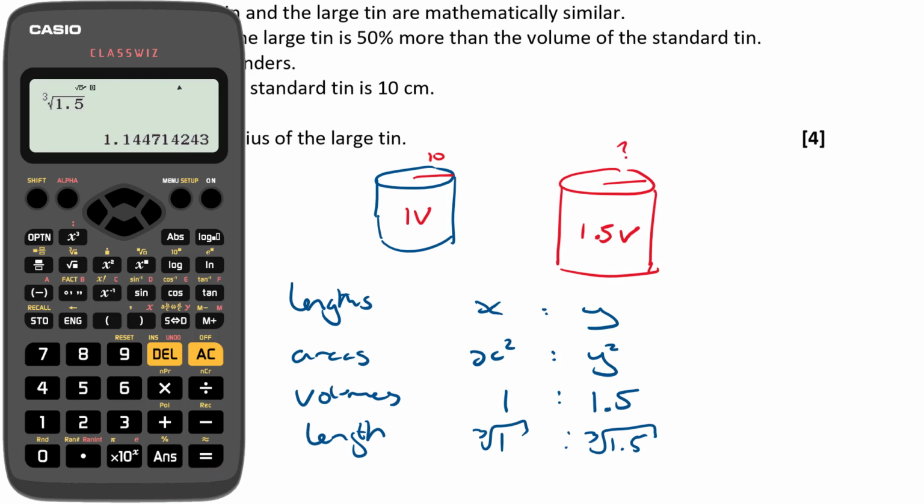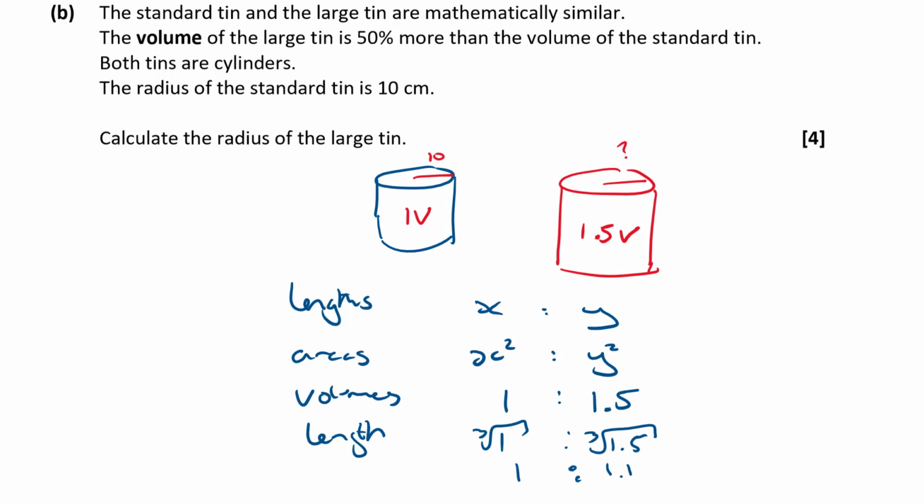Cube root of 1.5 comes out to be 1.1447. So this should be in the ratio of 1 to 1.1447. I'll just write the first few digits down for now. I'm probably just going to use the calculator value anyway.